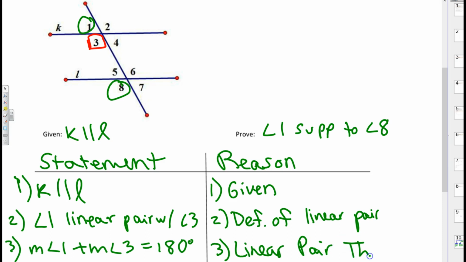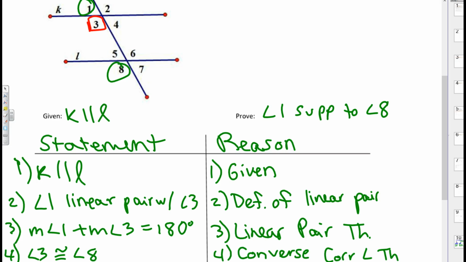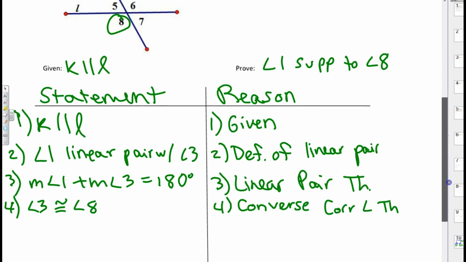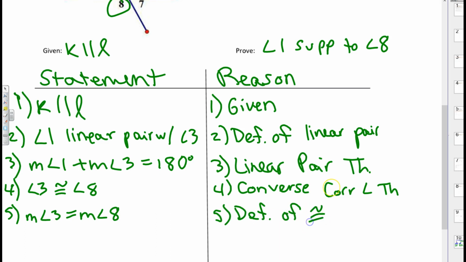Linear pair theorem. Well, now I want to talk about how 3 and 8 relate. Well, 3 and 8 are corresponding angles, so they're equal to each other. So 3 is congruent to 8 by the converse of the corresponding angles theorem. And if they're congruent to each other, it also means that they're equal to each other. So the measure of angle 3 equals the measure of angle 8 by the definition of congruence. And the reason I had to do this is we are about to flip in between. I need to somehow get this meshing with this, and we have to get our symbols in the same family. So I need to do that conversion step to make sure they're okay.